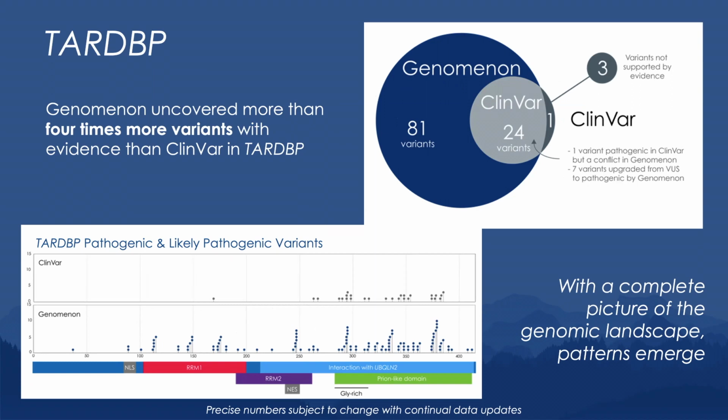And in particular, if you look at the protein diagram at the bottom, there's a dearth of variants represented in ClinVar in multiple of the functional domains in TARD-BP. Whereas in the genomic landscape from Genomenon, there's a significant number of variants associated with patients and often with functional studies that can indicate how that domain in that protein can be mutated to cause disease.